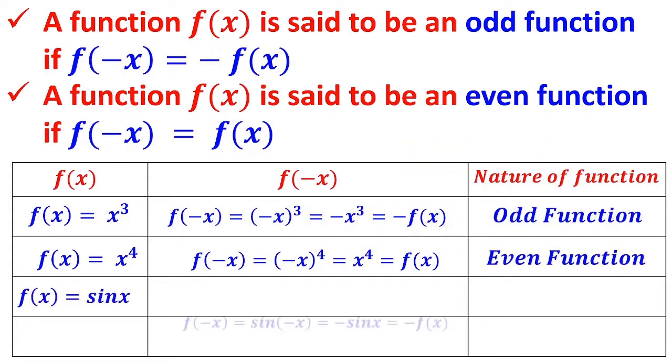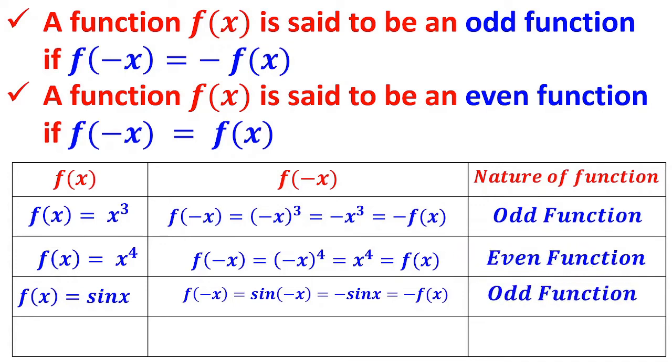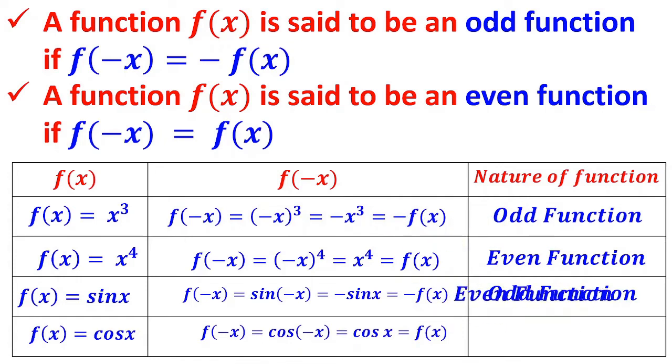When I take sin x, f of minus x is sin of minus x, which is minus sin x, it is minus f of x. Therefore, it is an odd function. When I take cos x, then f of minus x is cos of minus x, which is cos x only, therefore it is an even function.